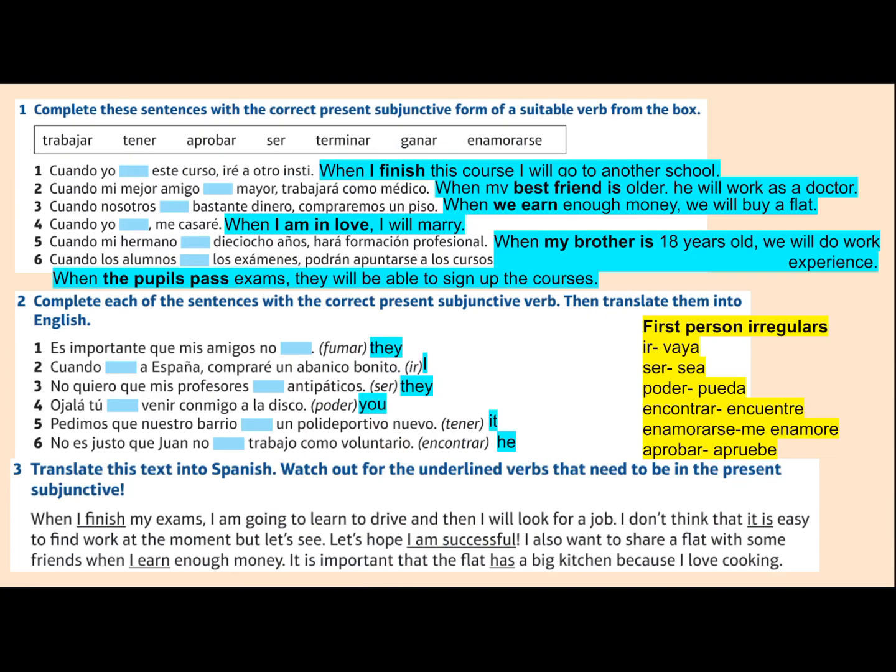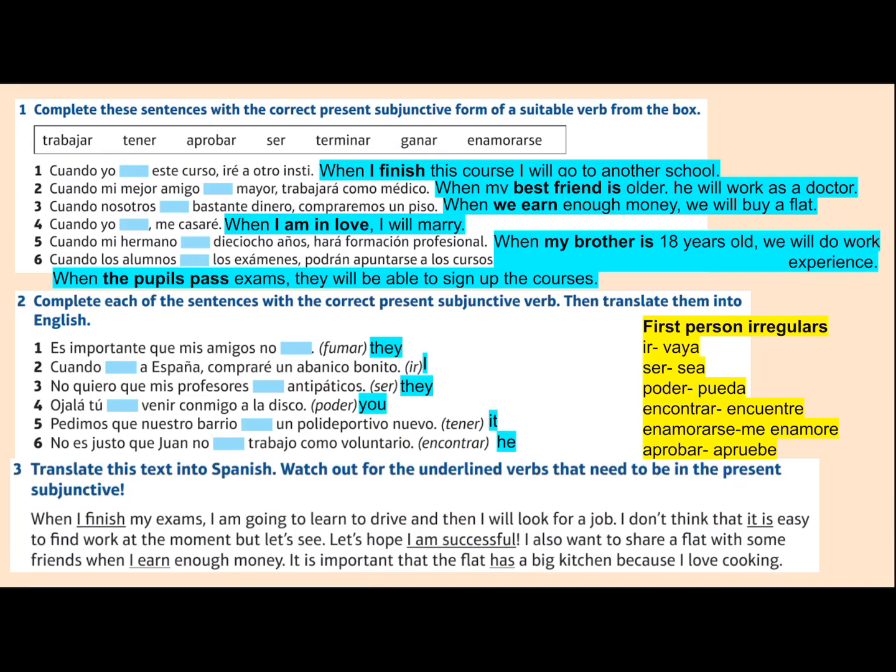So the verb here is terminar. Okay, we're looking at the verb terminar, aren't we? We know that terminar means to finish. So we know it's terminar, it's an AR verb. If I take terminar in the present tense, I finish, it's termino. I know that for AR verbs, in the present subjunctive first person, I add an E. It sort of flips on itself. So the first one we should have termine. So cuando yo termine ese curso iré a otro insti.